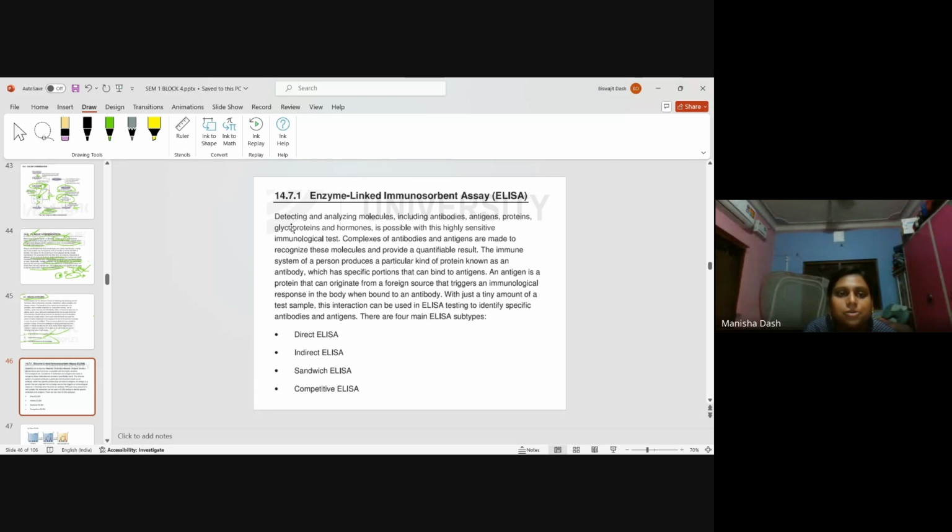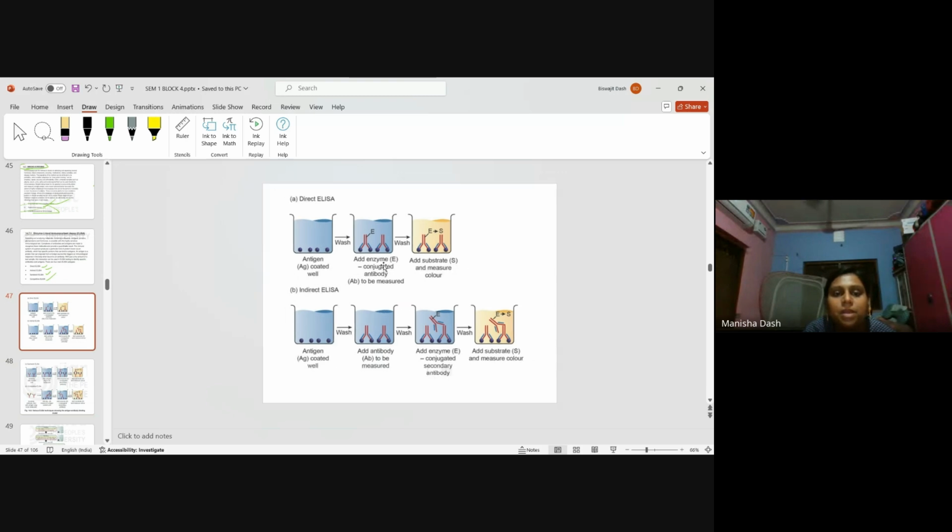In ELISA there are again 4 different types: direct, indirect, sandwich, and competitive. Let me explain the principles of these one by one. The first one, as you can observe, is the direct ELISA. In direct ELISA, what is done? All the principles of immunoassay are based on the fact that the antigen and the antibody interact with each other and form an antigen antibody complex.